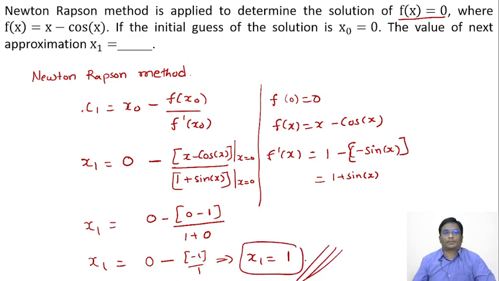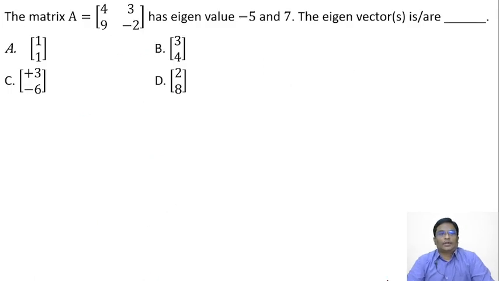That's the first approximation. That's all. The answer for the given question, nothing but 1 is the right answer. Okay, the matrix A is given as [4, 3; 9, -2]. It has eigenvalues -5 and 7.